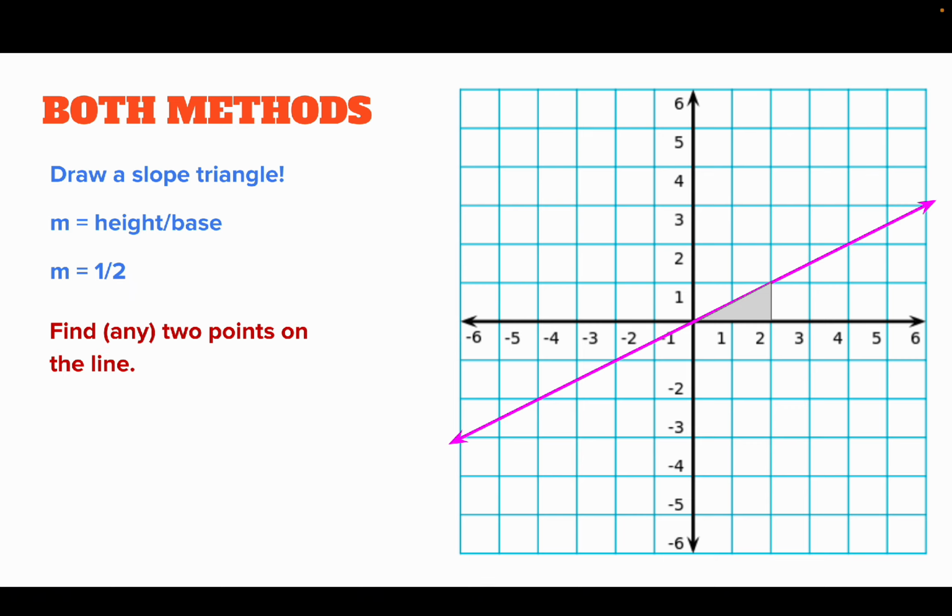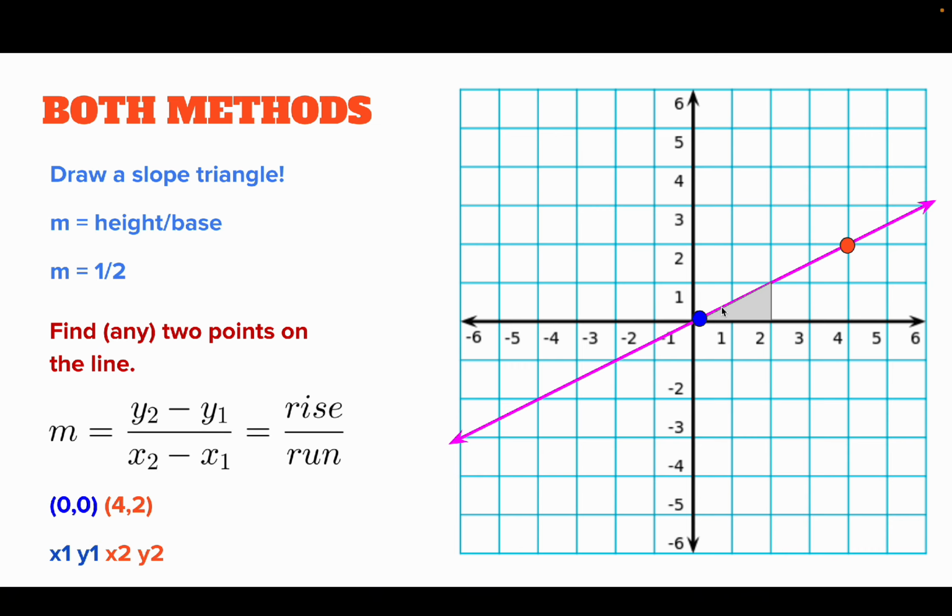So we'd find any 2 points on the line. Now I could pick the vertices of my triangle, but I'm going to mix it up just a little bit to prove that the slope is the same anywhere, and you can pick any 2 points. So I'm going to pick that blue origin, and then I'm going to use my orange point and pick something further away. There's my formula. The blue point has the coordinates 0, 0. The orange point has the coordinates 4, 2.